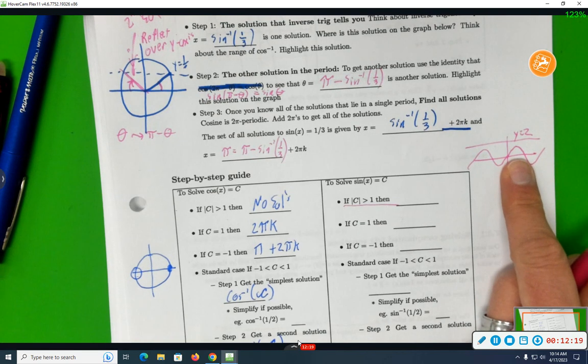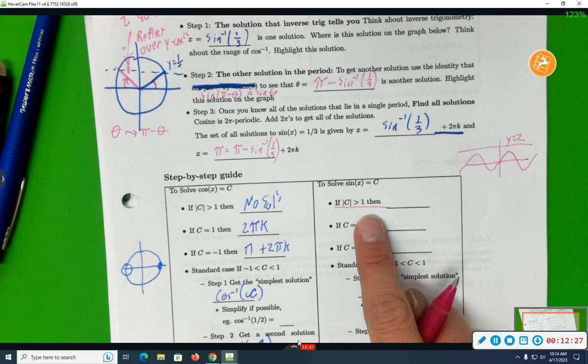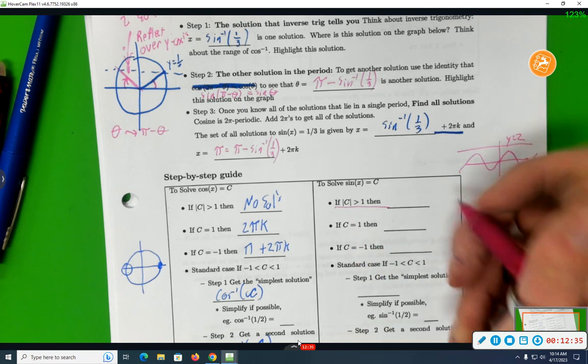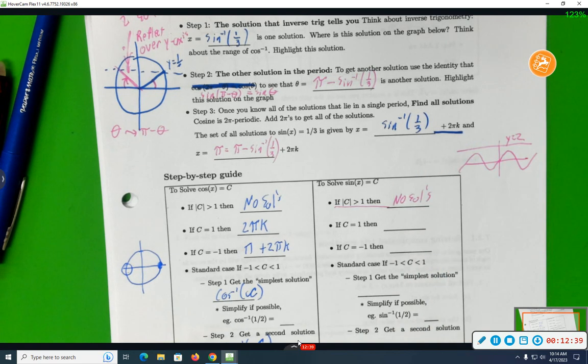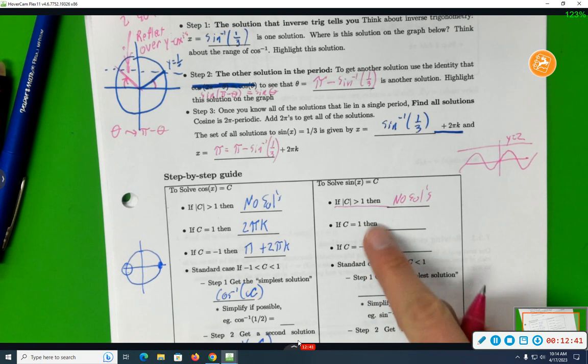Does the graph of sine ever cross the line y equals 2? So what's the solution to sine of x equals 2? No. If c is anything bigger than 1, then what's the solution to sine of x equals c? There are no solutions. Sine is at most 1. We'll deal with those two specially.